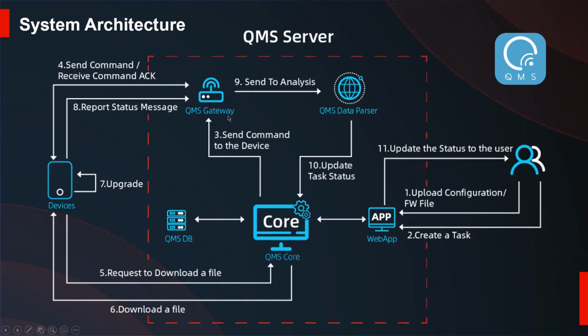Then the QMS gateway will send the messages directly to our data parser. That is the tool that receives the raw messages from the devices, parses them and analyzes them. Basically, it updates the status to the core, and the core shows that in the web UI, so the status is updated to the user. And of course, at the same time, we're storing the results and the messages in the database.